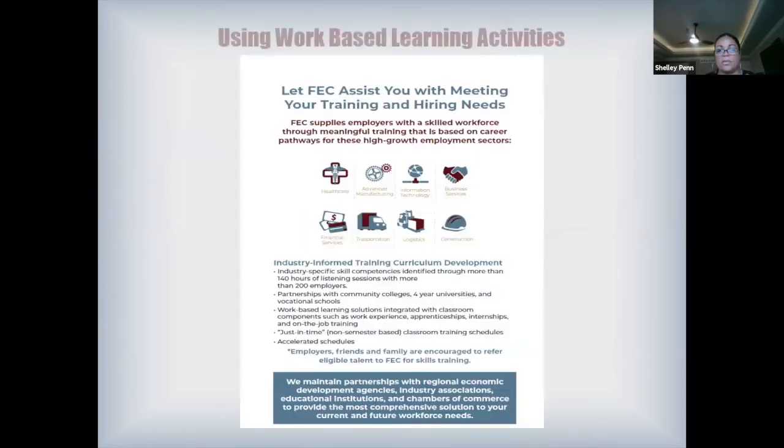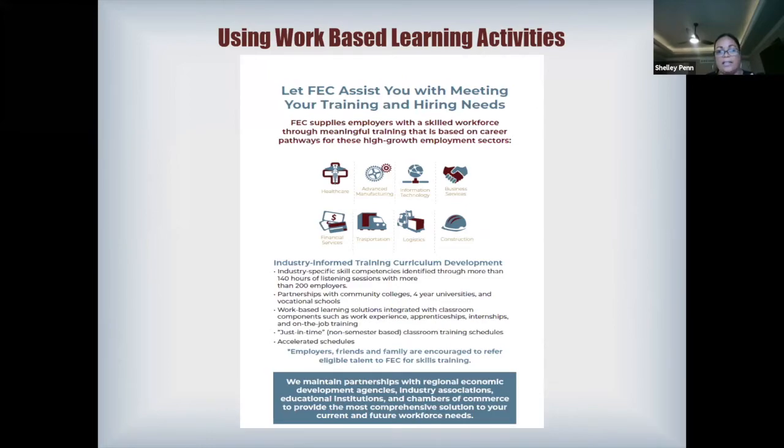A lot of our schools could not provide those just-in-time, non-semester-based training scenarios. And so with employers providing their staff, and with the schools putting them under their umbrella as adjunct professors, we were able to create fast-track, just-in-time, non-semester-based training programs.